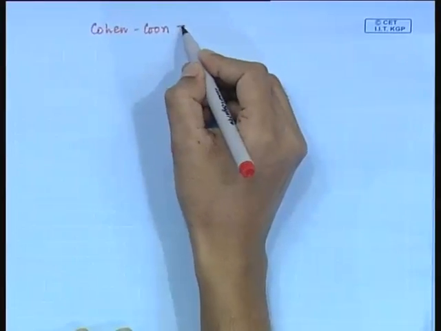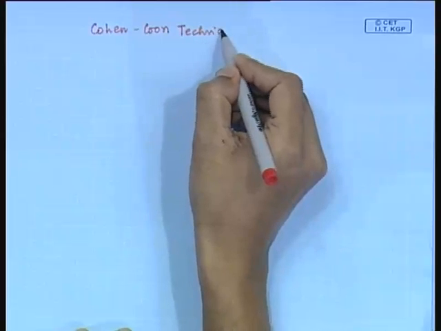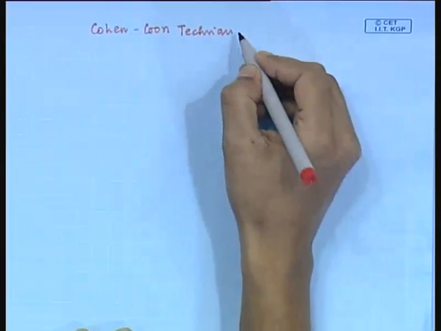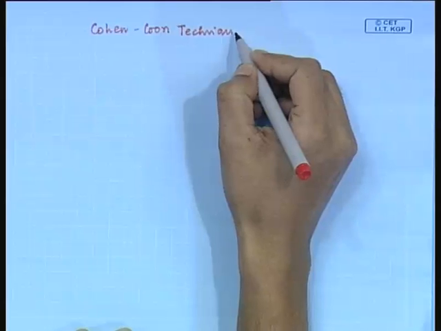In the last class we discussed the Cohen-Coon technique. We discussed the algorithm of the Cohen-Coon method. So, today we will solve one problem based on this Cohen-Coon technique. I mean, we will determine the tuning parameter values of the controller using this technique.